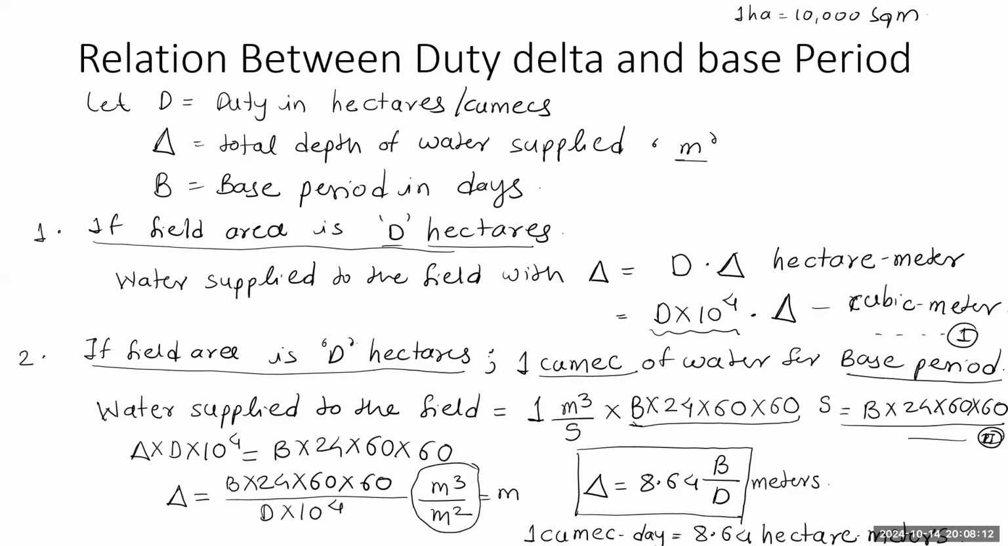So yesterday we have seen this particular relation: delta is equal to 8.64 into B by D, where delta is the total depth of water applied to the crops, B is the base period, and D is the duty. So in continuation with this, now we will cover our next point.